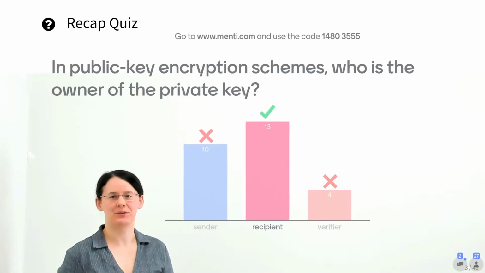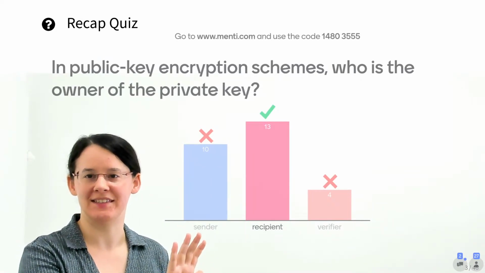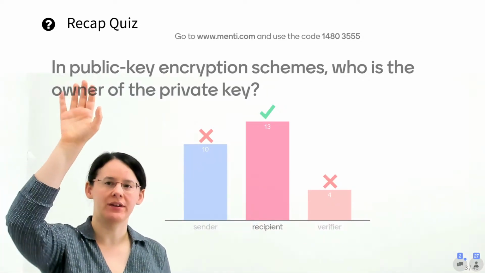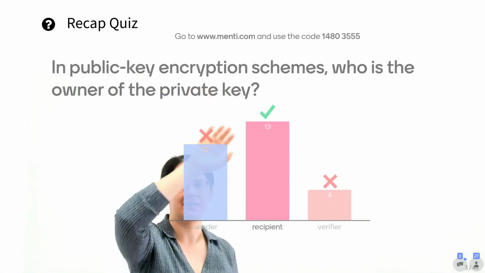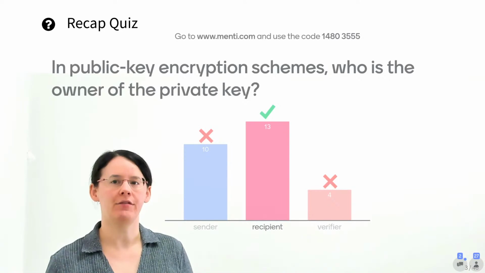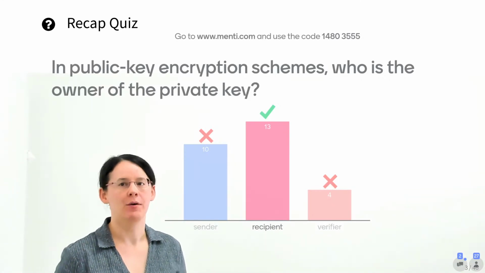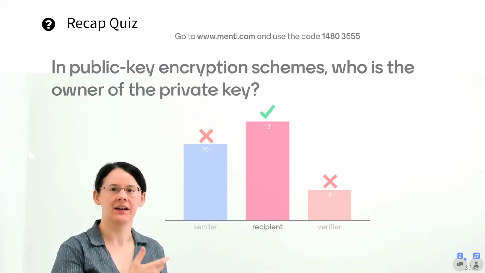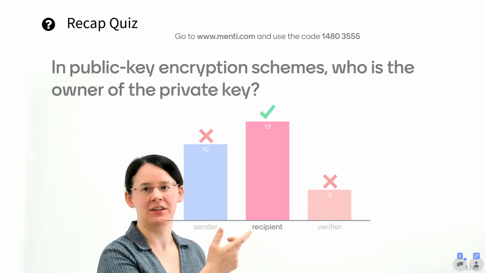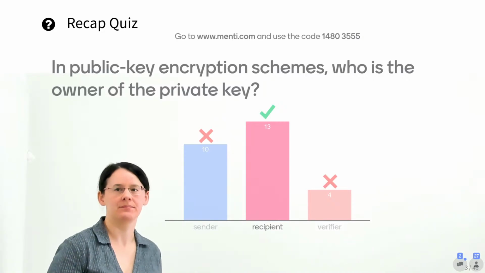There's quite a tie between the two most popular answers. Let's have a look at both. Some people believe it's the sender and some people believe it's the recipient. Notice that I'm talking here about public key encryption schemes, not signatures or anything. In an encryption scheme, everybody can use the public key to encrypt something for somebody else, but only the owner of the private key can decrypt it. This means the recipient of a message needs to have the private key. The sender only needs to have the public key.